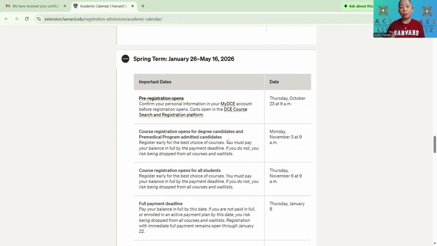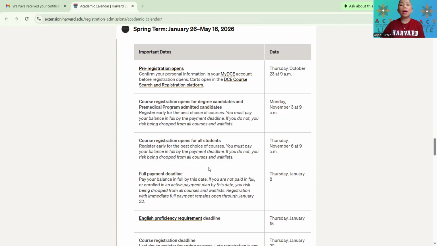So you can take any course without being admitted as a university student. For me, as a postgraduate student of Harvard Extension School, taking Master of Liberal Arts in Government, I have to be very cautious about these dates. So ito yung mga dates for the spring, starting January 26 to May 16 of 2026, roughly 12 to 15 weeks yan siya.